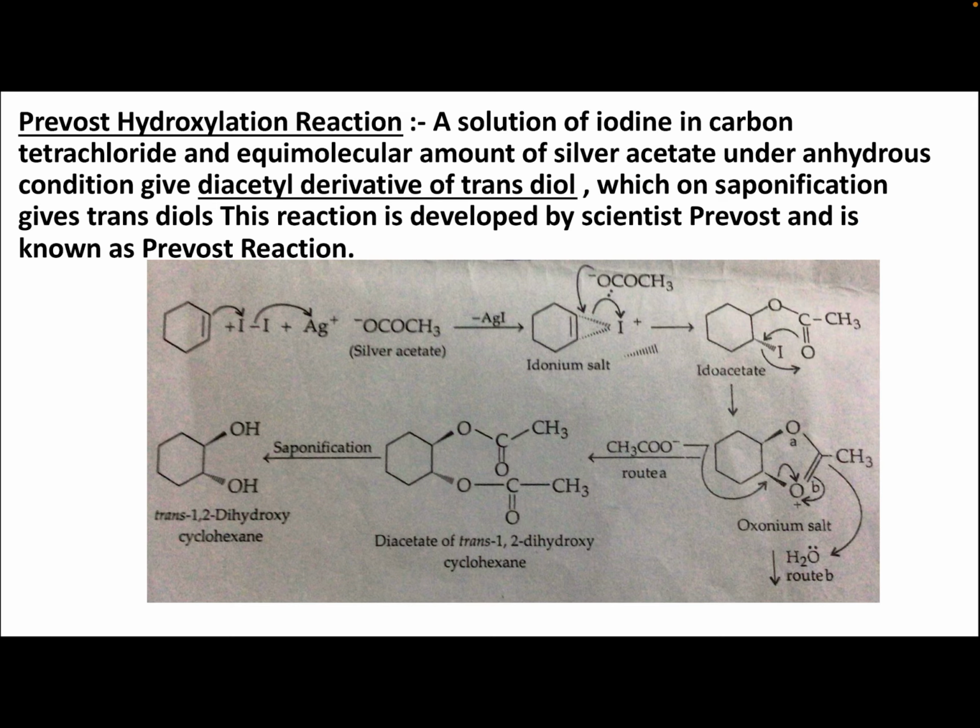Next, Prevost hydroxylation reaction. A solution of iodine in carbon tetrachloride and an equimolecular amount of silver acetate under anhydrous condition give the diacetyl derivative of transdiol, which on saponification gives transdiol. This reaction was developed by the scientist Prevost and is known as the Prevost reaction.